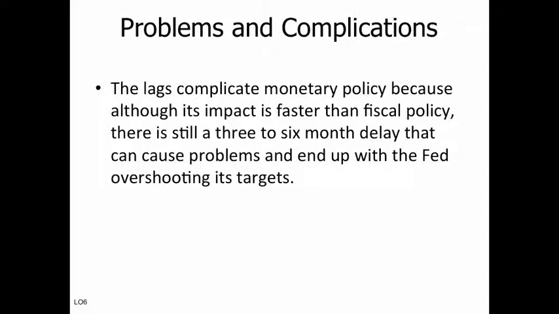There are, of course, some problems and complications. There are lags, similar to, if you recall, some problems from fiscal policy. There were three types of lag: recognition lag, administrative lag, and operational lag that we talked about. And so we have lags that complicate monetary policy too, because although it's faster than fiscal policy, there's still some delay. There's still a 3 to 6 month delay that can cause problems and end up with the Fed maybe overshooting its targets. So as the Fed acts, there's an operation lag of about 3 to 6 months.